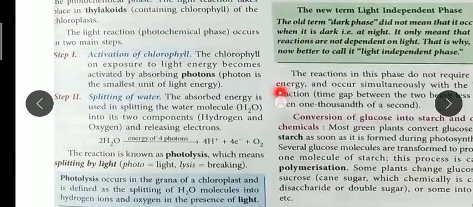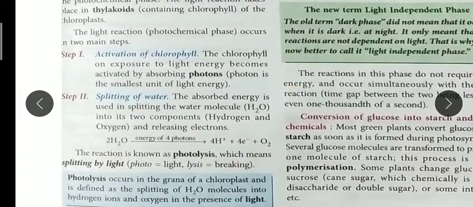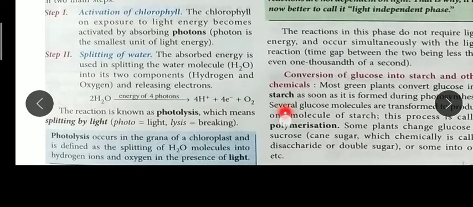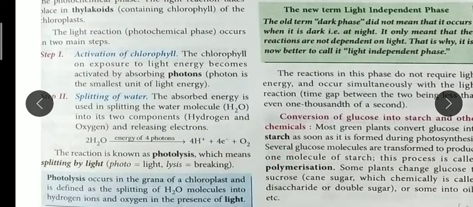So these two are the stages of light reaction: activation of chlorophyll and splitting of water. This reaction is known as photolysis, which means splitting by light. So light is able to split the water into hydrogen and oxygen, you can see. Now remember always that photolysis occurs in the grana, you can underline this line.